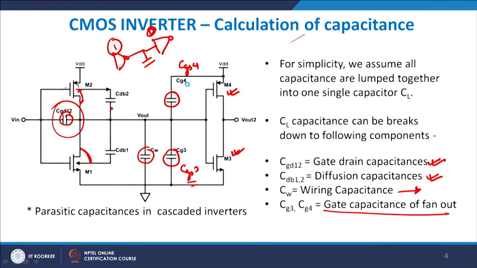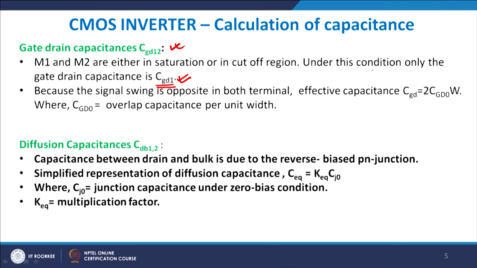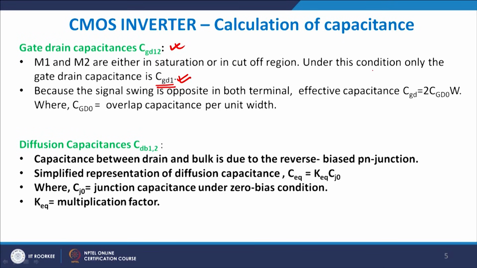If you look at CGD1 here, I will explain what I am trying to say. CGD1 is gate to drain of 1, right. This will appear when M1 and M2 are either in saturation or cutoff, because if they are in cutoff there will be no channel formed and therefore gate to drain will directly come into the picture, and in saturation obviously you will have gate to drain available to you.